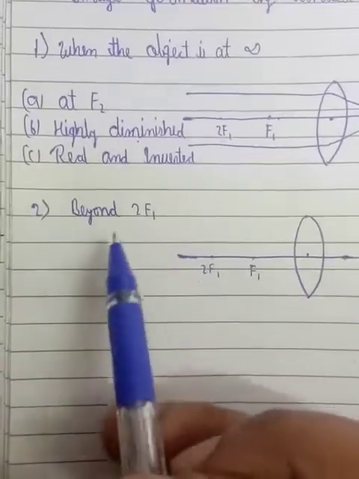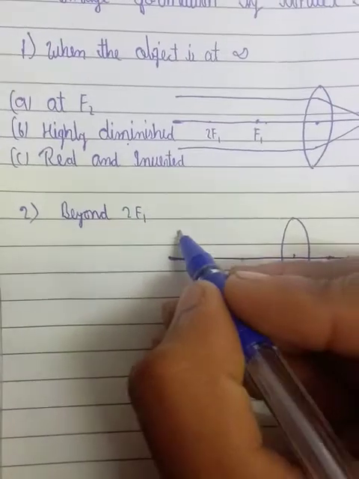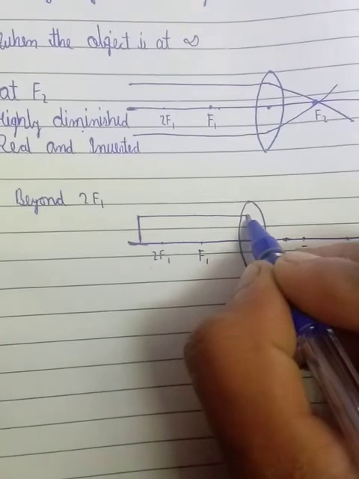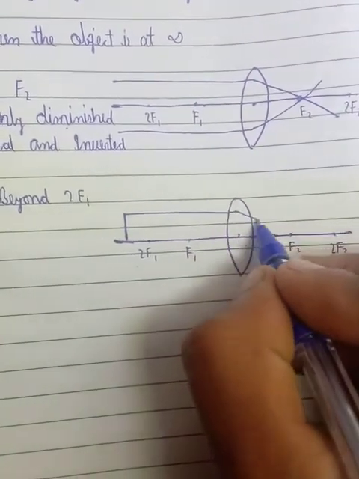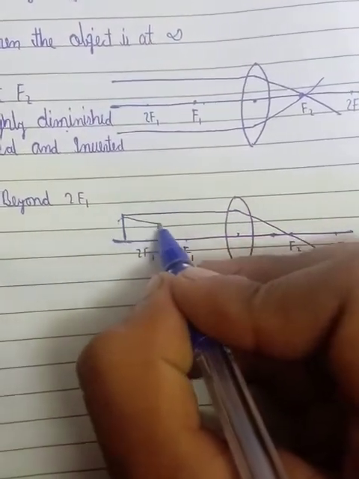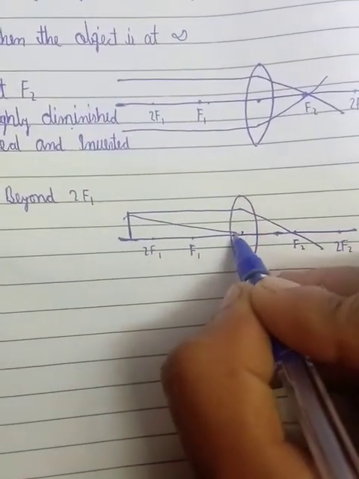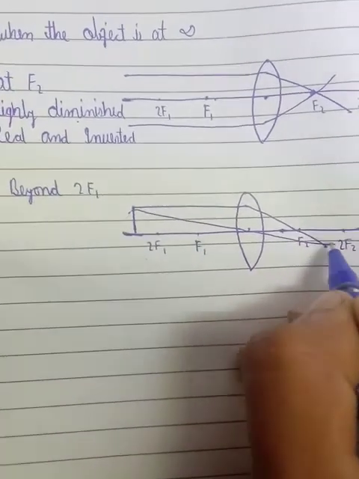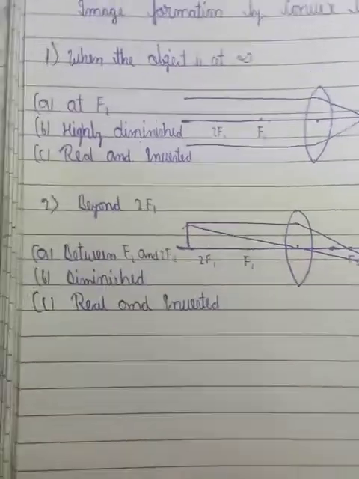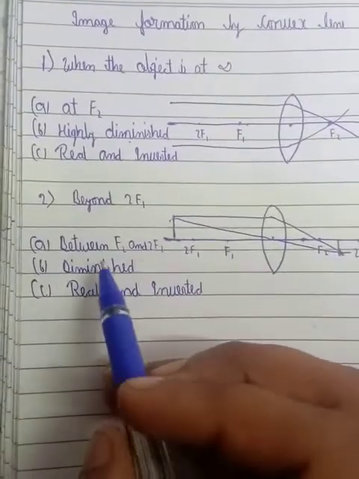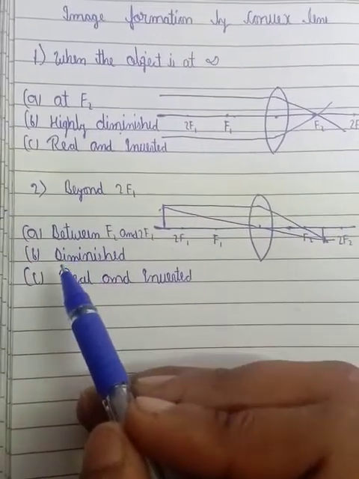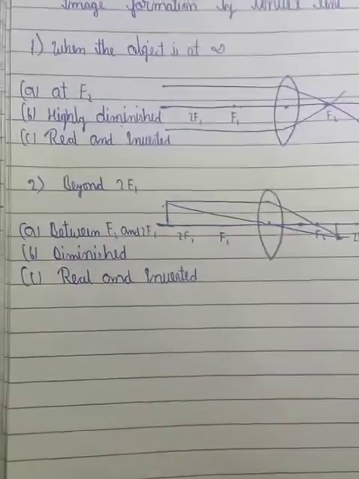In the second case, when the object is kept beyond 2F, means it is kept here, the light rays will come parallel to the principal axis. After refraction it will pass through the focus. From here the light ray will pass through the optical center and it will meet here, cut here. So here our image will be formed. These are the characteristics of the image formed. It is formed between F2 and 2F2, diminished, shorter than the object, real and inverted.